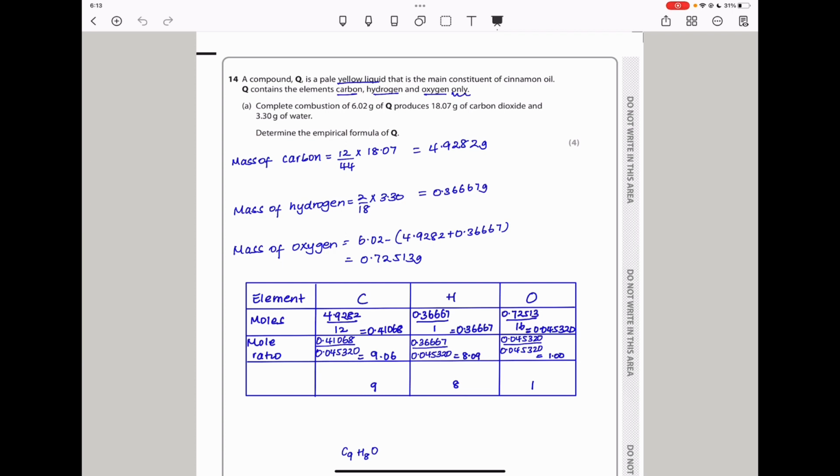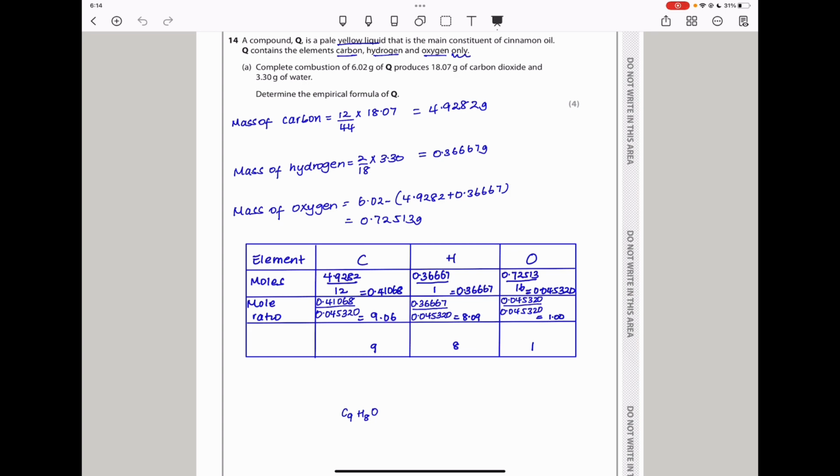To determine the empirical formula, I began by finding the mass of carbon, mass of hydrogen, and mass of oxygen using the given masses of water as well as carbon dioxide. So to find the mass of carbon, it should be 12 divided by 44 times the mass of carbon dioxide. To find the mass of hydrogen, I say 2/18 times the mass of water. So the mass of oxygen should be 6.02 minus the total of the two, which gave me 0.72513 grams of oxygen.